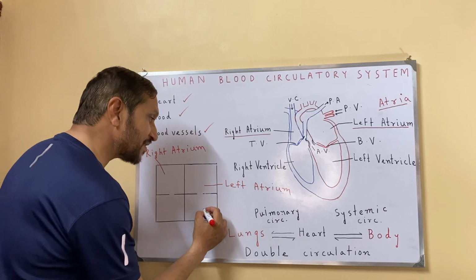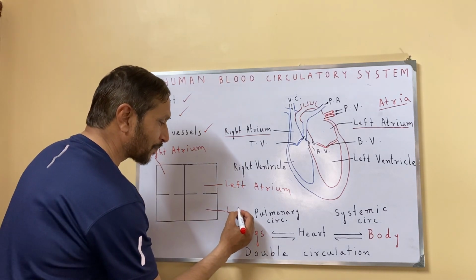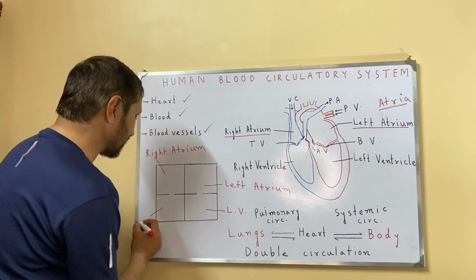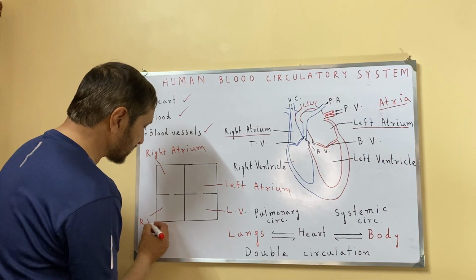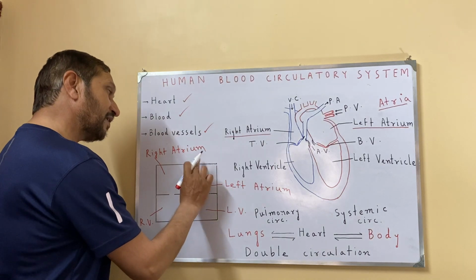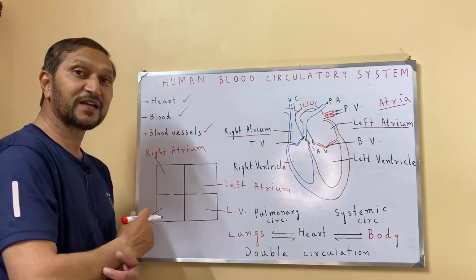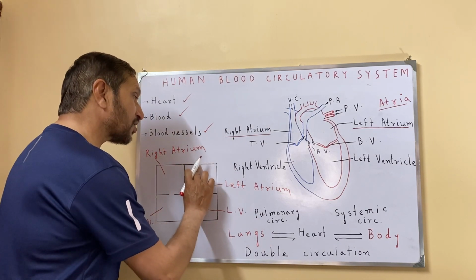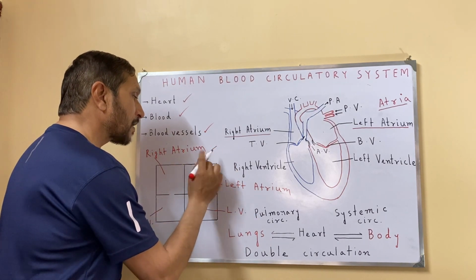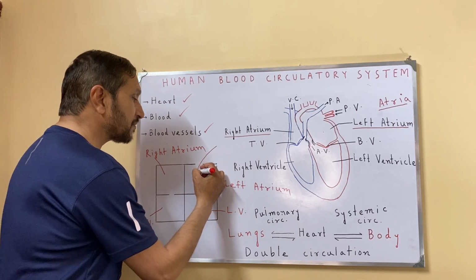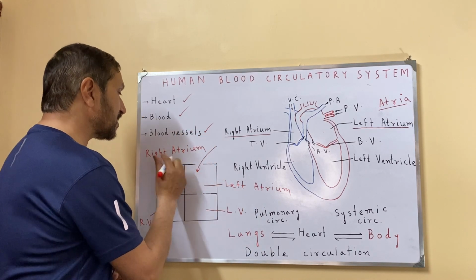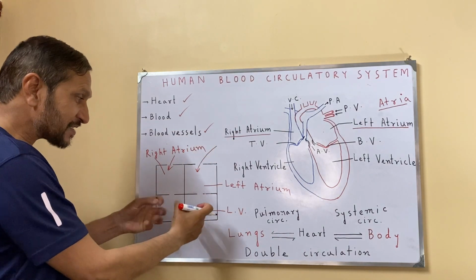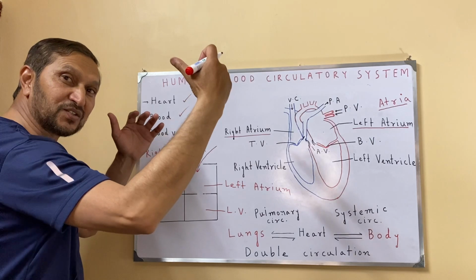And this is the left ventricle. I am writing LV in short, left ventricle, and this is the right ventricle. As I mentioned, the left part of the heart contains oxygenated blood. So from here oxygenated blood will come, because the atria receive the blood, these upper two chambers, and the ventricles send the blood out of the heart.